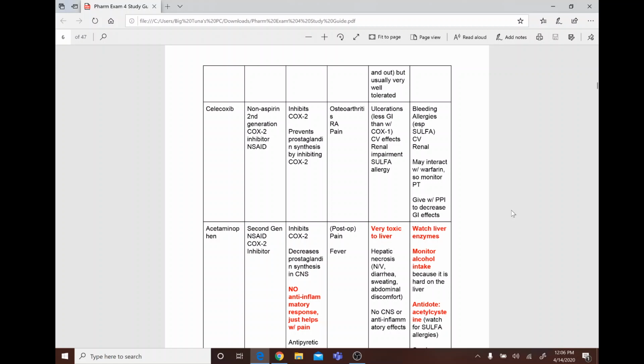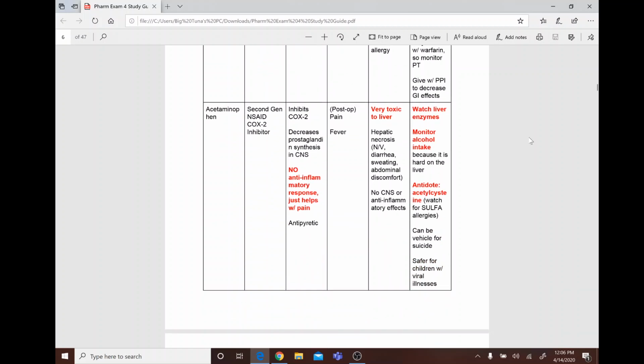What should we take Celecoxib with? PPI. And what drugs may Celecoxib interact with? Warfarin, so monitor the PT. And what else do you think we should know about when taking Celecoxib? Bleeding, allergies, cardiovascular, and renal stuff.